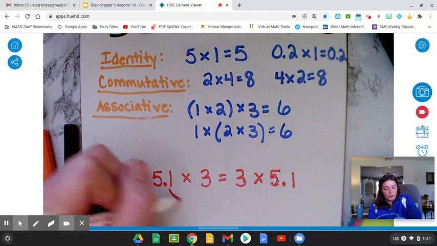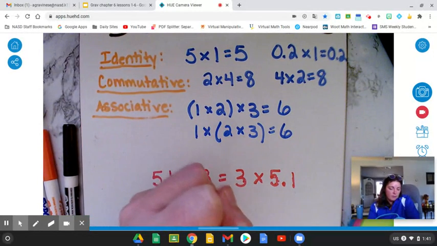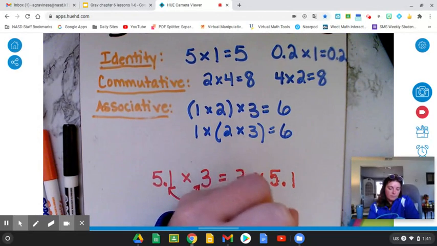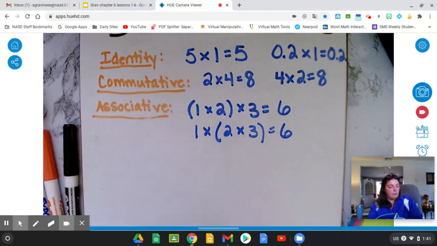So when you reverse the order, when you flip-flop the order, which property is that? Identity, commutative, or associative? That's the commutative property. All right, the commutative property is when you can rearrange the factors in a different order and the answer would stay the same. Here's a little trick to remember the commutative property.